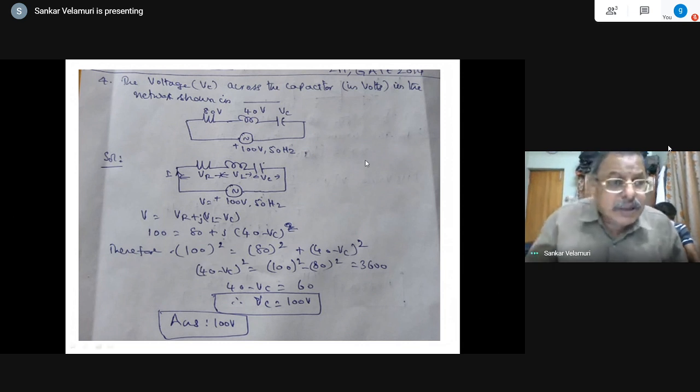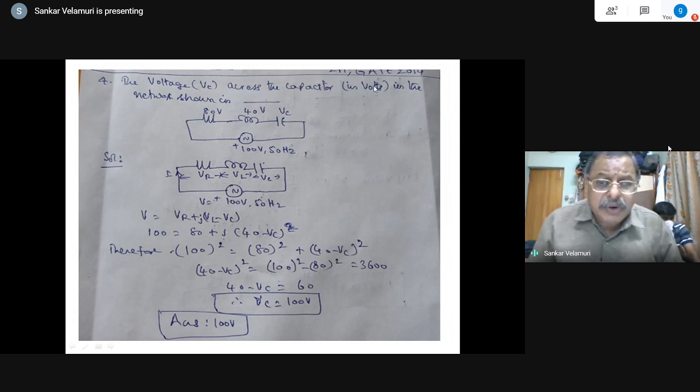And the 4th question which I have collected is the voltage. VC across the capacitor in volts in the network shown is dash. So the answer goes to the dash. It's not a multiple choice question. It is a one word answer, or the value like voltage across the capacitor only is to be obtained, is to be given, right? So this is an RLC series circuit problem.